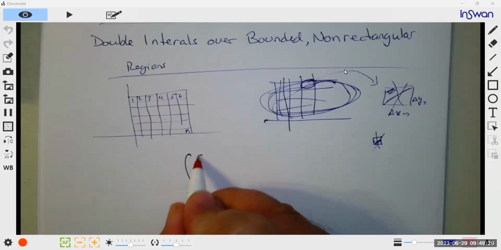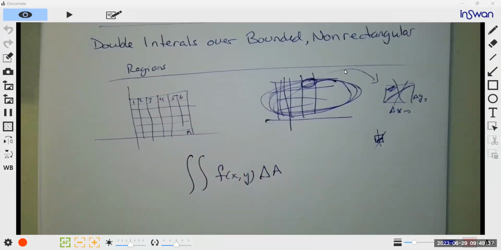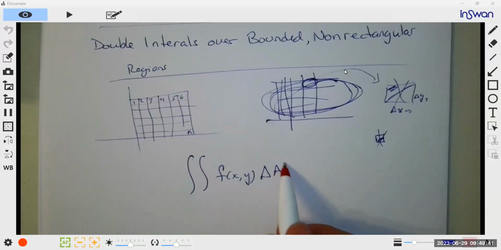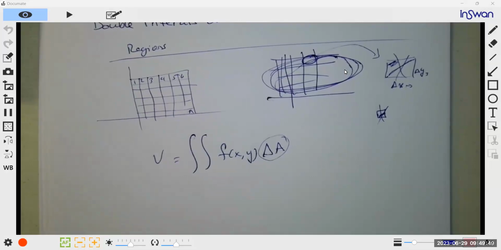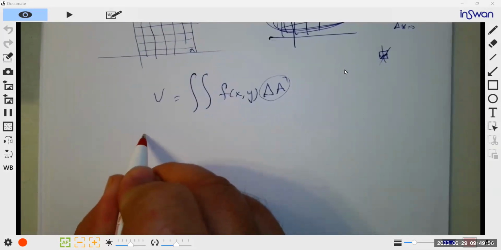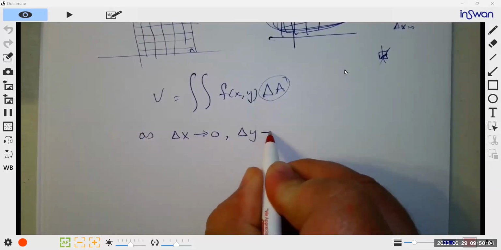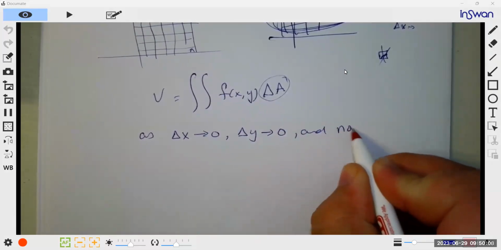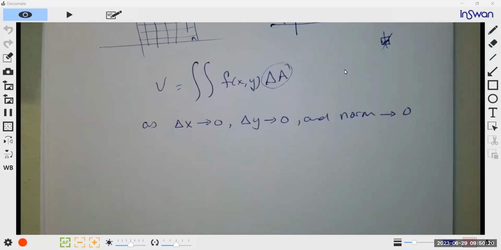Because remember, our formula for the volume was this. So if we can't get the right area, then we can't get the right volume. That is the big problem of this. So as the cell sizes and our norm all go to 0, we still have an incomplete partition of this object. All right, so that is what we're going to try to look at today.